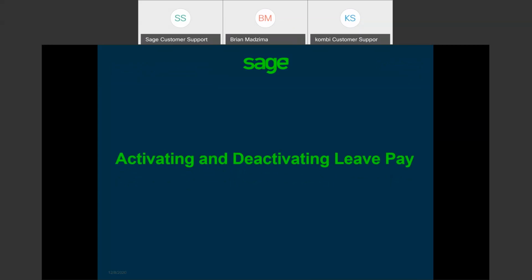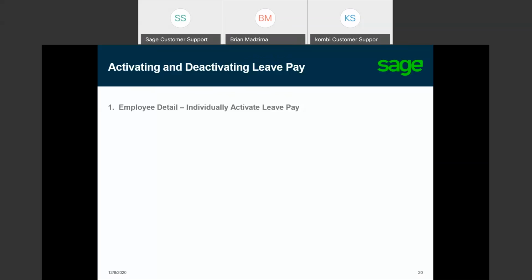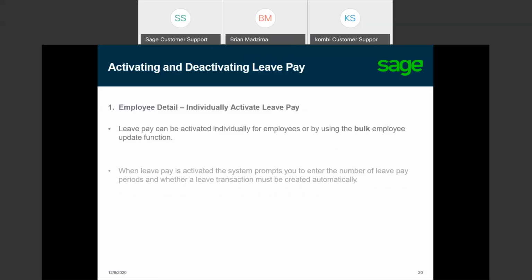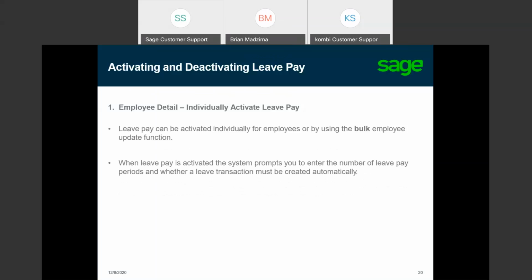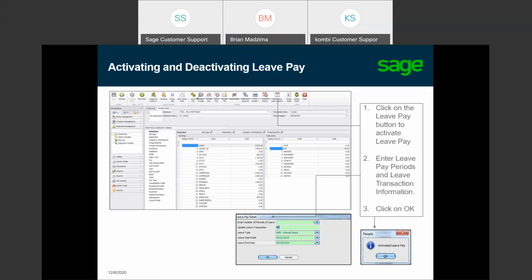Now let's have a look, after setting up leave pay, where we go to then activate or deactivate leave pay. On employee detail, individually, you can activate leave pay per employee. So leave pay can be activated individually for employees or by using the bulk employee update function. When leave pay is activated, the system prompts you to enter the number of leave pay periods and whether a leave transaction must be created automatically.